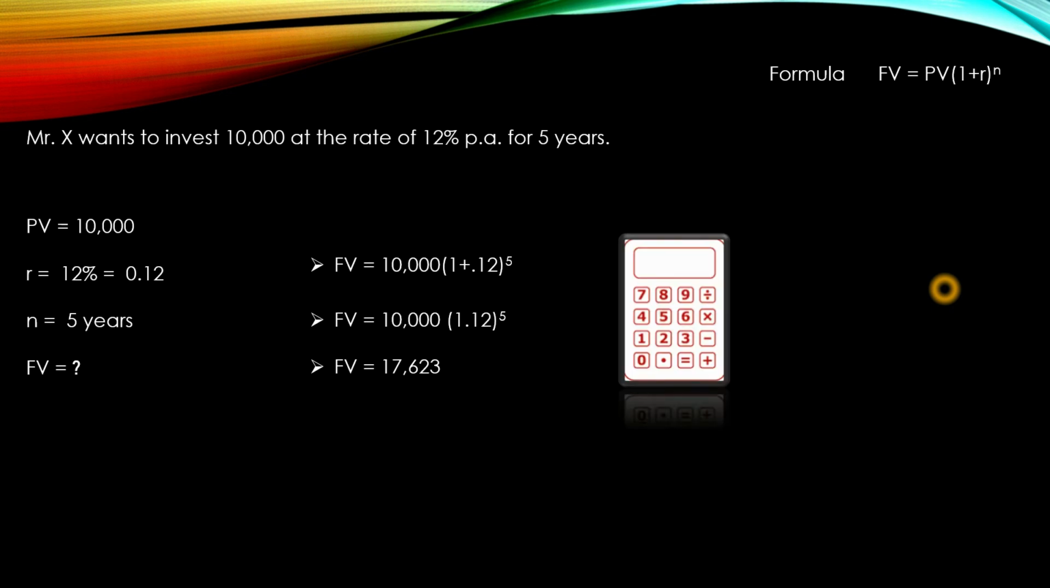Now let's look at how to calculate 1.12 raised to 5 on a calculator. Just type 1.12 and press the multiplication sign, and then press the equal sign 4 times. Yes, only 4 times.